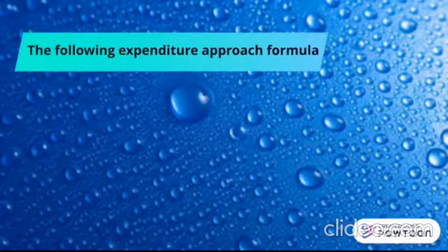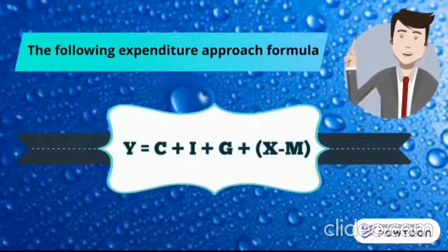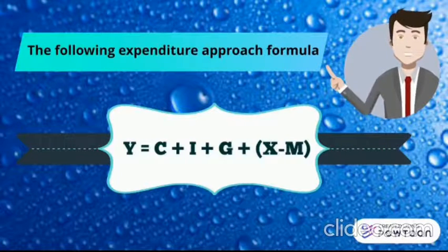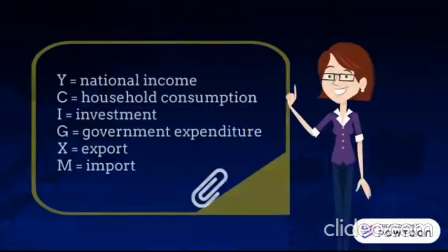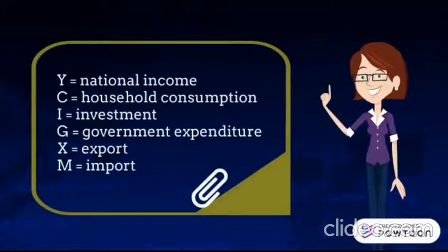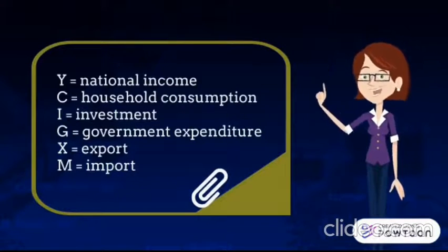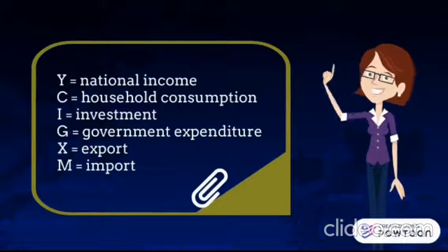The following is the expenditure approach formula you can see below. There is a formula to calculate it. Y is national income. C is household consumption. I is investment. G is government expenditure. X is export and import.